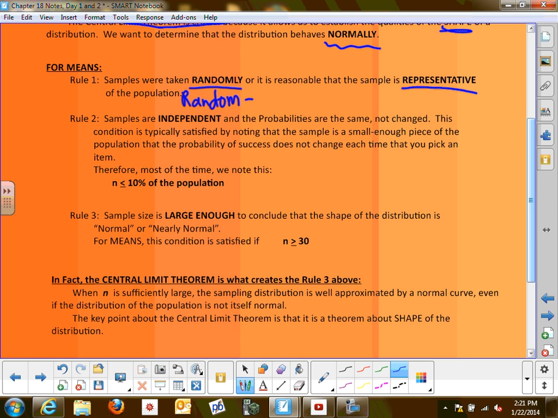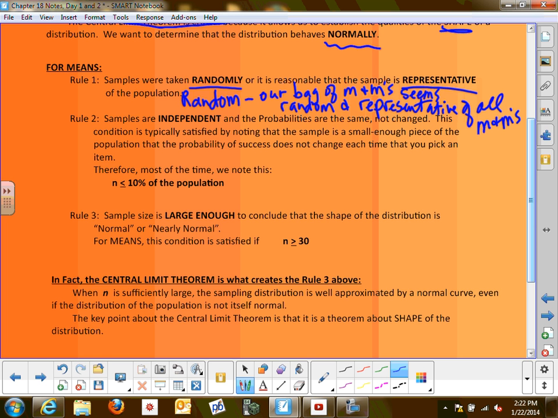So we're going to put our bag of M&Ms seems random and representative of all M&Ms. Okay, that's the first assumption you have to check.